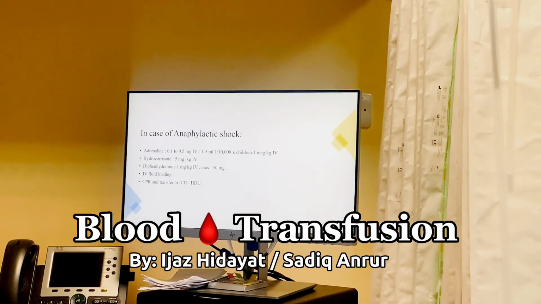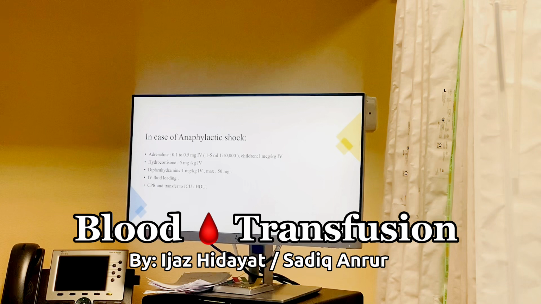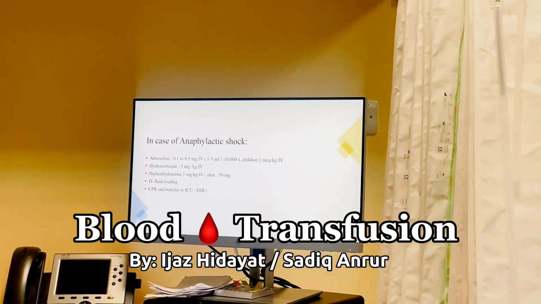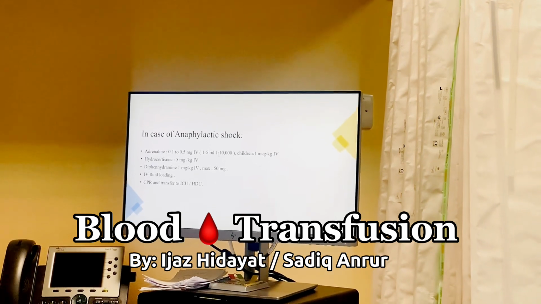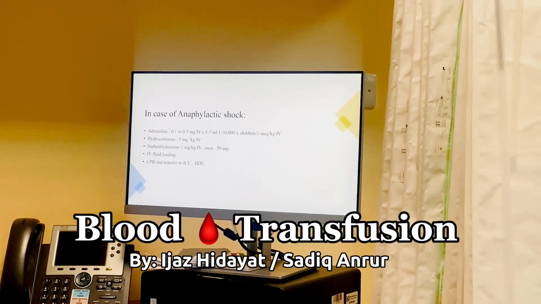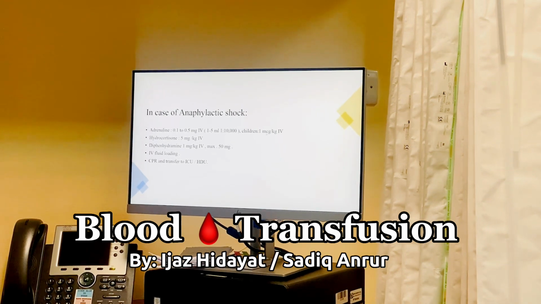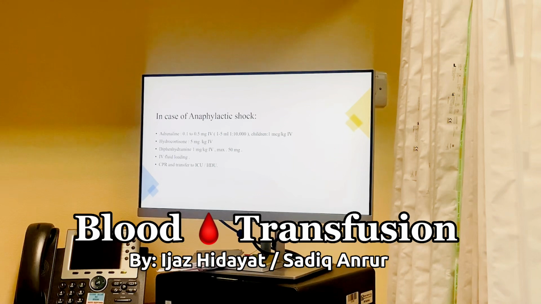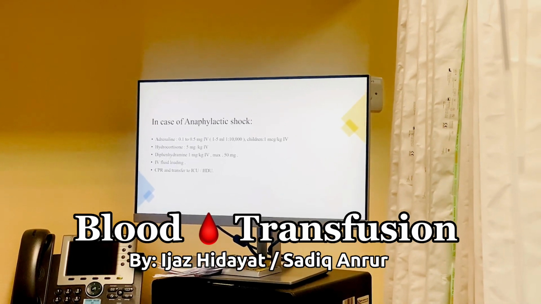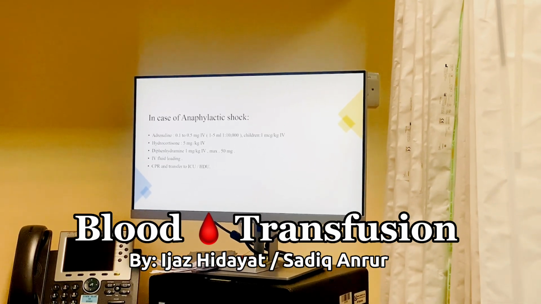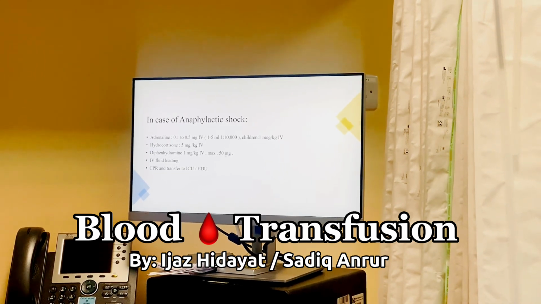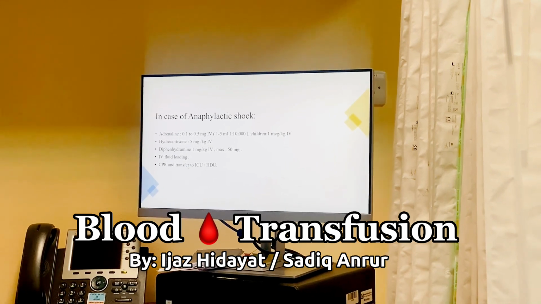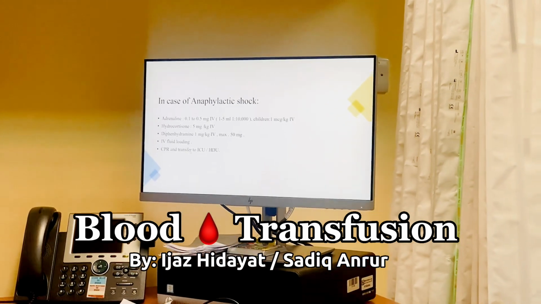In case of anaphylactic shock, again you have adrenaline from 0.1 to 0.5 milligram IV, 1 to 5 ml in concentration 1 to 10,000. For children it is 1 microgram per kg through the IV. Hydrocortisone is 5 milligram per kg through the IV, and diphenhydramine 1 milligram per kg IV, maximum dose 50 milligram. Then IV fluid loading, CPR, and transfer to ICU or HDU at the time you are shifting the patient.